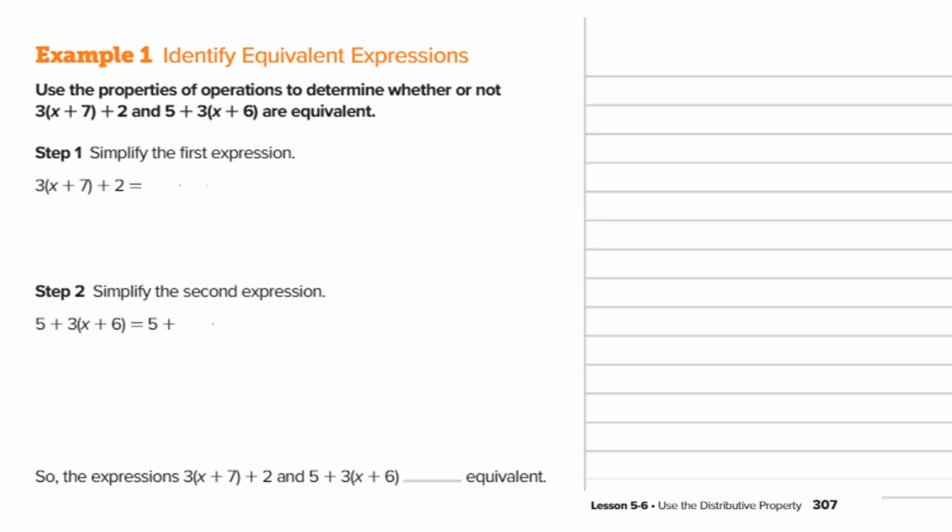All right, so when it says to simplify the first expression, then simplify the second expression, we want to figure out, are these going to be equivalent or not? So I have to start with my distributive property. On the first one, I have 3 times x. Well, 3 times x is 3x. I'm going to keep my addition sign, and then 3 times 7 is 21. And then I'm going to keep my addition of 2.